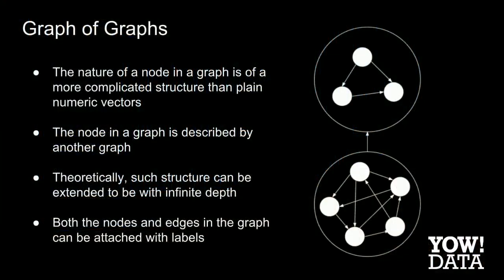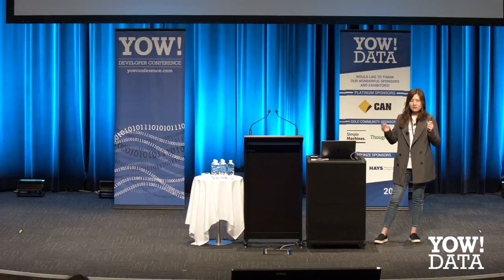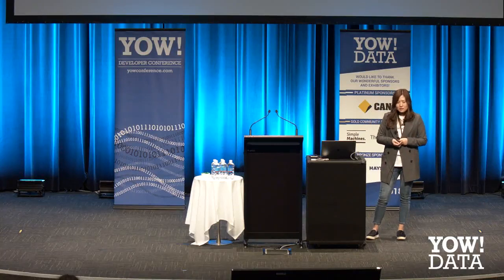But there could be some learning problems in which a node in the graph can be described by another graph. So it's a more complicated relationship among those nodes. And then this will result in a data representation, a graph structure that has a node in the graph described by another graph or a tree. And theoretically, such a structure can be extended to infinite depth. So it could be like a graph of graph of graph of graph. If I keep saying that, I probably will reach the end of the day. So that's just theoretical. In fact, we need to optimize the representation to make sure that we only include as deep a context as we need.